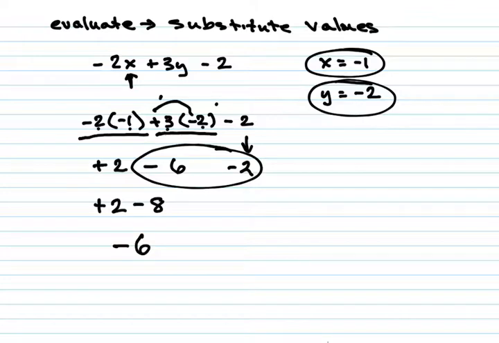Now notice, if I did it the other way, it would make no difference. Positive 2 minus 6 is negative 4. Bring down your minus 2. The signs are the same, so I keep the sign and add, and I get negative 6.